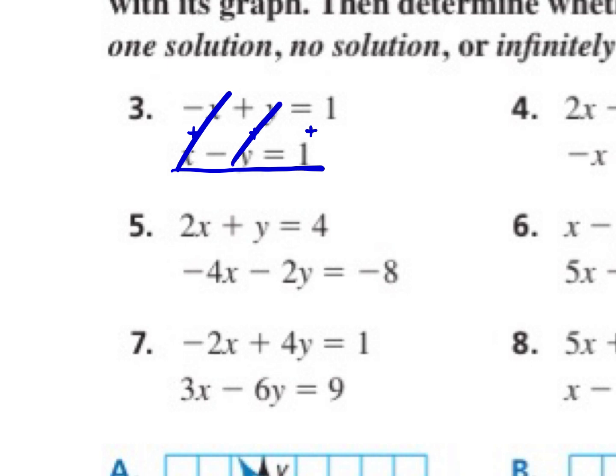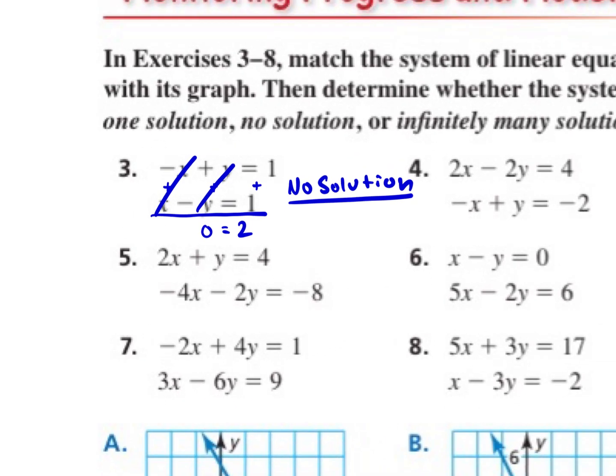What am I left with on the left side? 1 plus 1. 0 equals 2. 0 equals 2. What would my answer be here? No solution. So the answer is no solution, but I still have to match it up with a graph. So no solution, we know that the graphs are parallel.